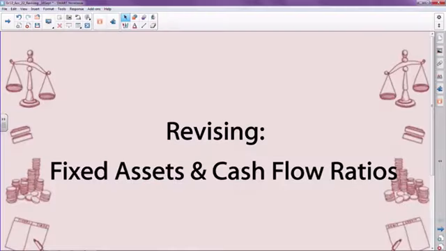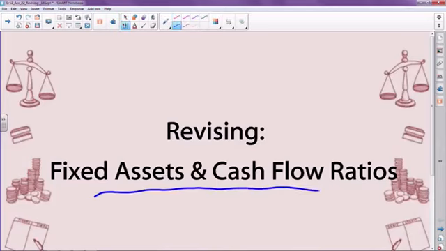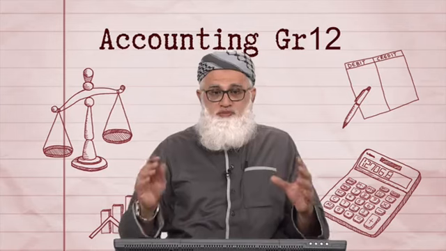Welcome, Gr12s. Today's journey is about fixed assets, and also about cash flow and ratios. Remember, very often in an exam paper you would find a combination of sections within one question. This is a perfect example of that, where within one question you are expected to do the fixed assets, the cash flow, as well as the financial indicators or ratios.